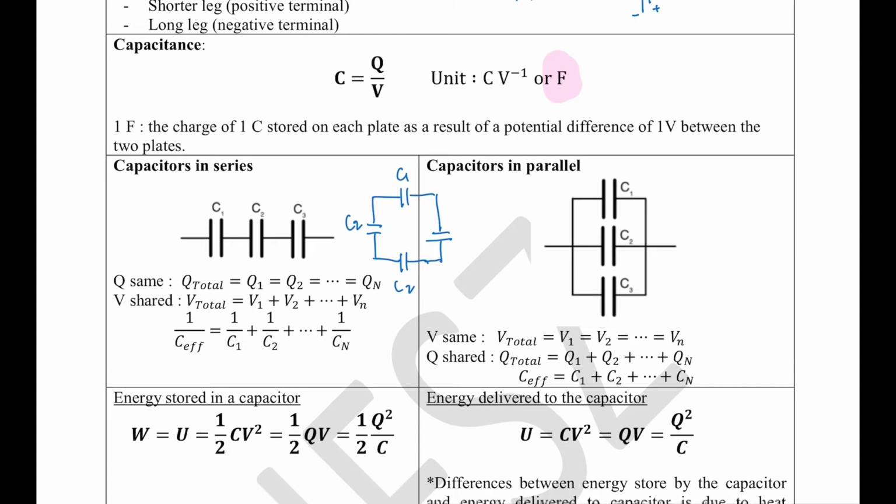Kalau dalam parallel, so for example C1 nak jumpa C2. So C1 nak pergi situ, jumpa junction. Junction ni adalah simpang 3 lah, ataupun simpang 4. Ada junction sahaja, means that C1 dan C2 adalah parallel. C2 nak jumpa C3 pun ada junction juga. So C1, C2 dan C3 adalah parallel to each other. Okay, so because it's parallel, the V will be the same. V total sama V1 sama V2. Q total will be shared between the three capacitors. C effective dia akan tambah sajalah. Dia berbeza dengan resistor.